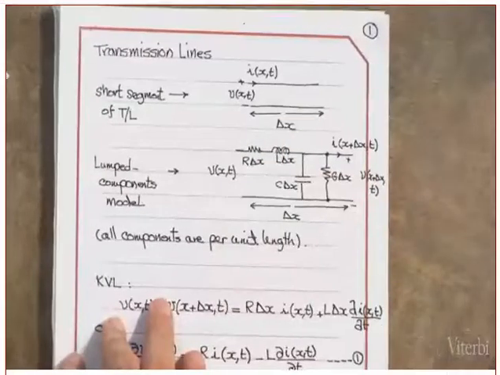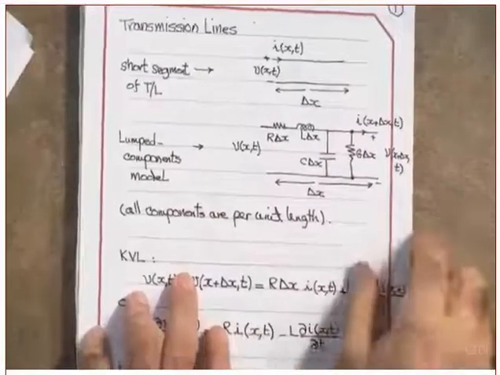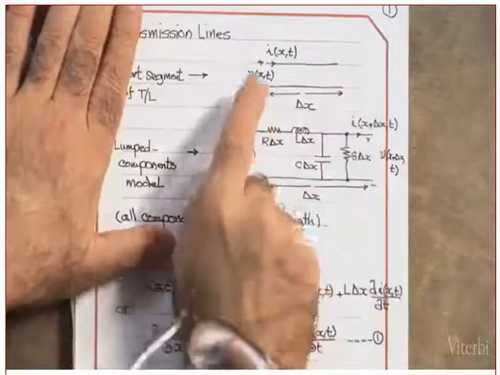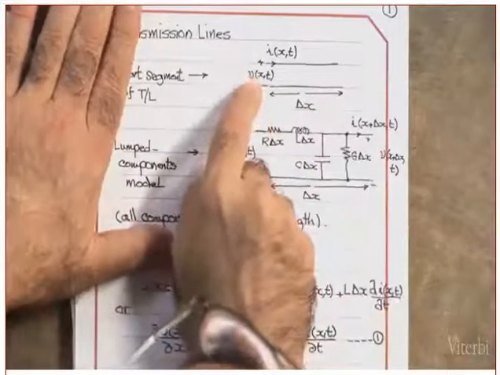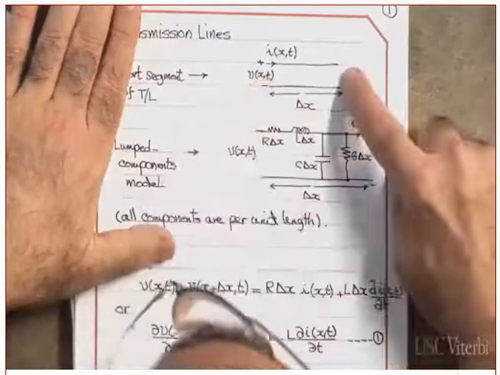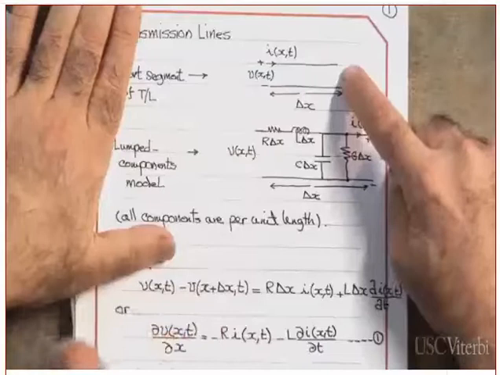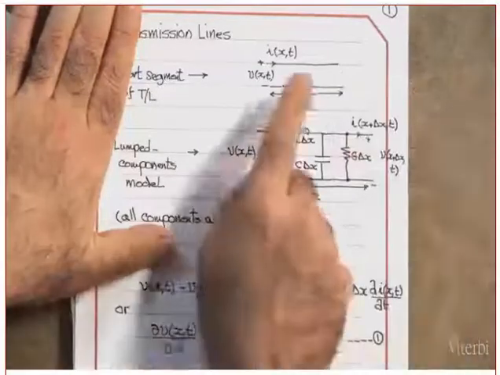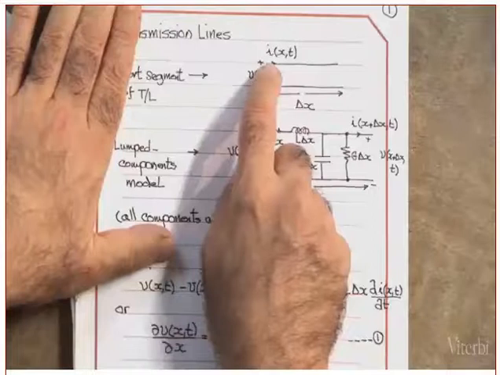An infinitesimal length of the transmission line. Okay, now what do I have? Let's assume this is the origin. In here, the voltage is V of x comma t. In here, the voltage will not be V of x comma t. Did you understand that or not? The current is I of x comma t.